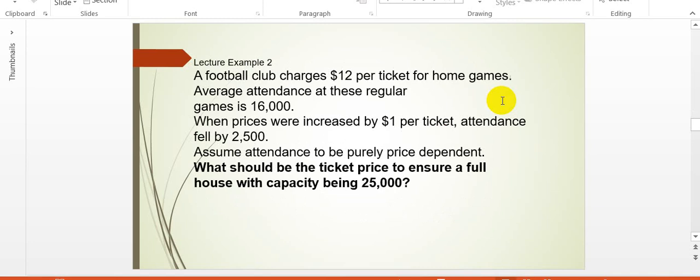We apply that in the second example. Lecture example 2. A football club charges $12 per ticket for home games. Average attendance at these regular games is 16,000. When prices were increased by $1 per ticket, attendance fell by 2,500. Assume attendance to be purely price dependent. What should be the ticket price to ensure a full house, with capacity being 25,000?